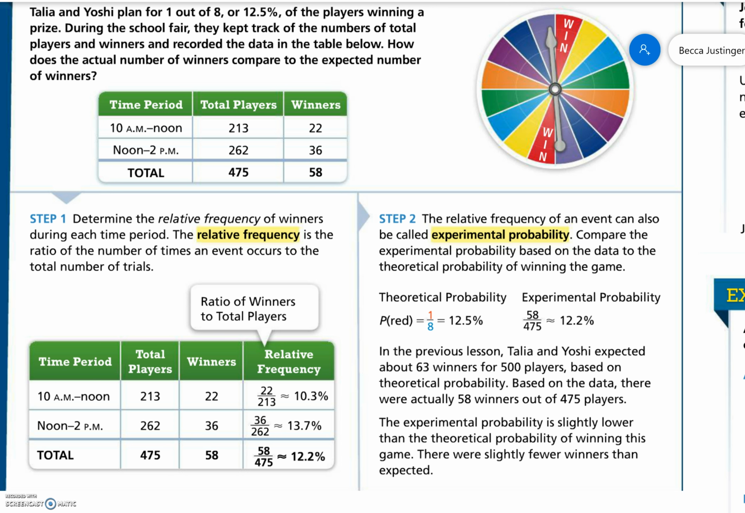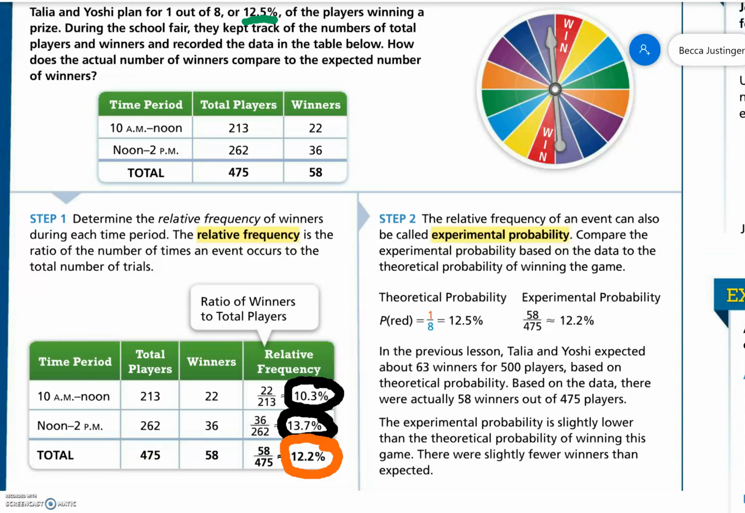So determine the relative frequency of winners during this time period. The relative frequency is the ratio of the number of times an event occurs to the total number of trials. So you're finding the percent that it happens. So 10.3% of people won in the morning, 13.7% of people won in the afternoon, and a total of 12.2% of people won. 12.2%, isn't that very close to the expected percent that they wanted to win?